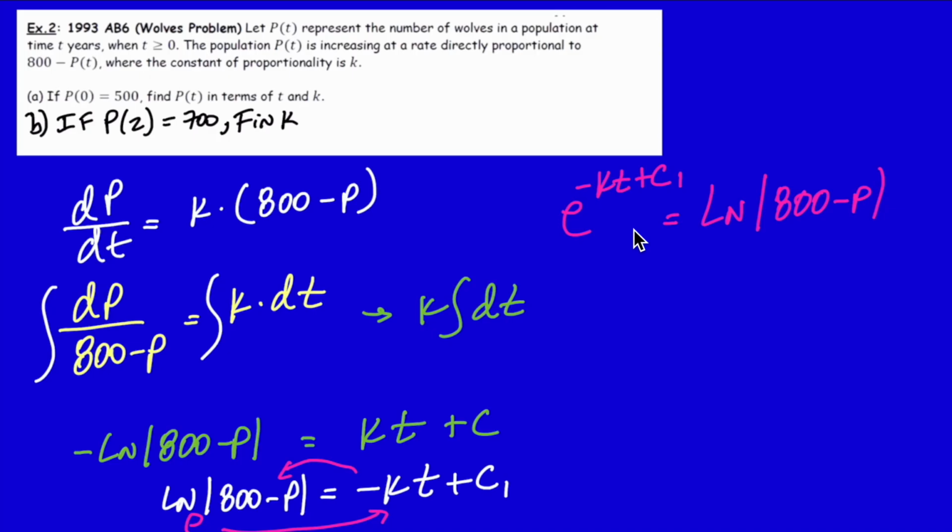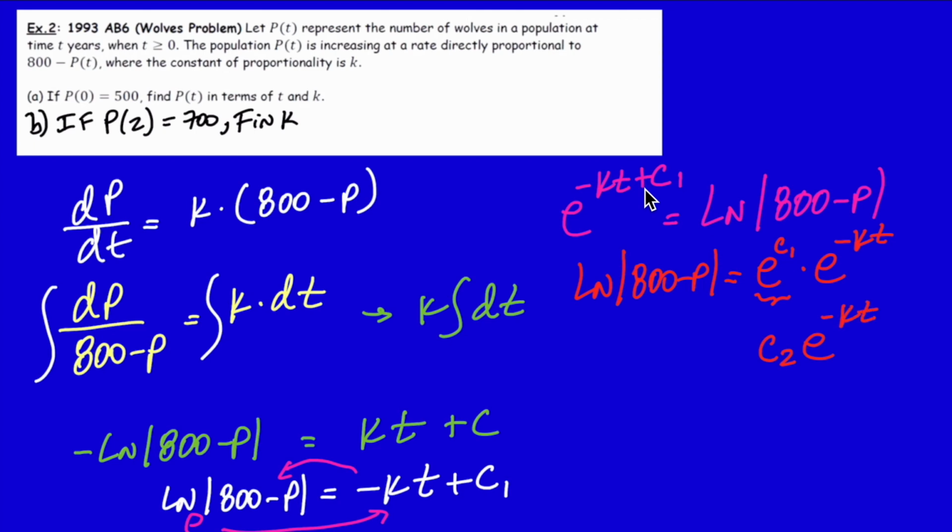Okay, rewriting this, I'm going to switch the order. I'm going to put this on the left side. Equals, this represents a multiplication problem. So this is e to the c1 times e to the negative kt. We're going to change e to the c1 to c2. E to the negative kt, and actually there is no natural log here, my mistake, that's the argument. Absolute value of 800 minus p equals this.